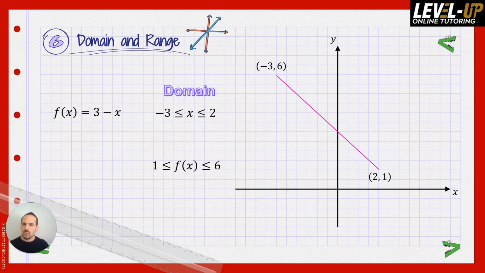Similarly, we could find what's called the range of the function, which is basically the range of y values. Sometimes it's referred to as codomain. You probably won't see that word used much, but just in case you do, sometimes it's called codomain for the y values. And you can see in this case, yeah, it goes between 1 and 6.